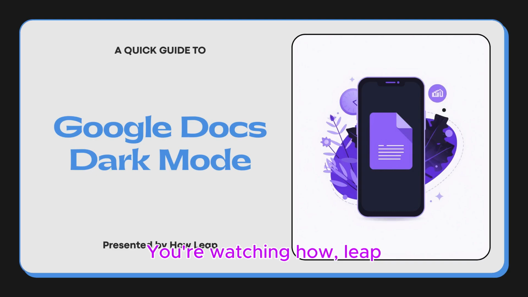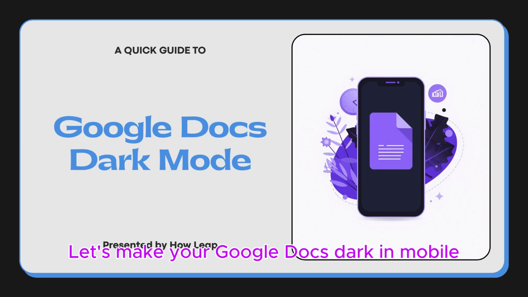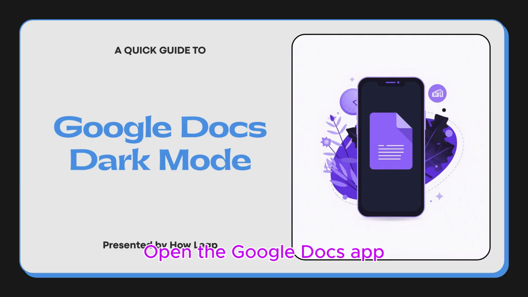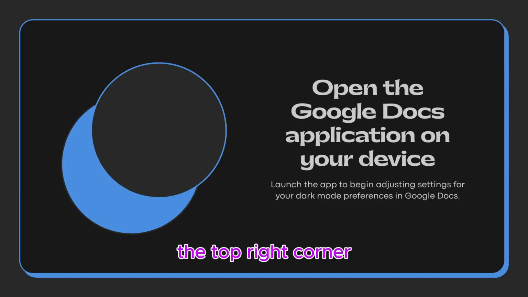You're watching How Leap. Let's make your Google Docs dark in mobile. Open the Google Docs app, tap the three dots menu in the top right corner, tap Settings, tap Theme, select Dark. This changes the app interface to dark mode.